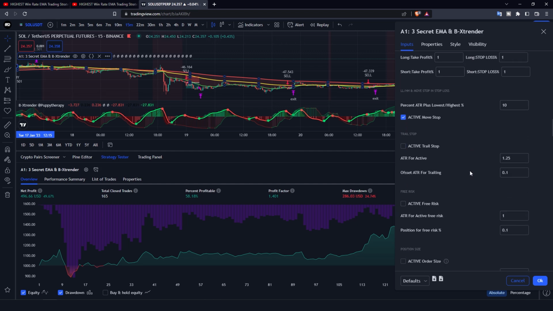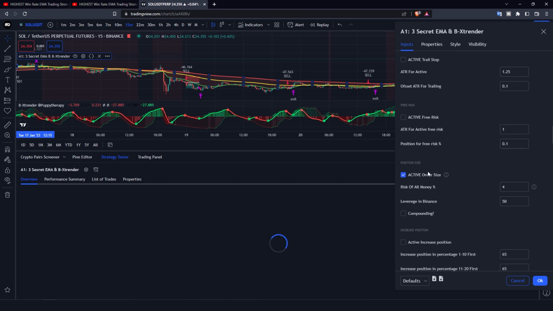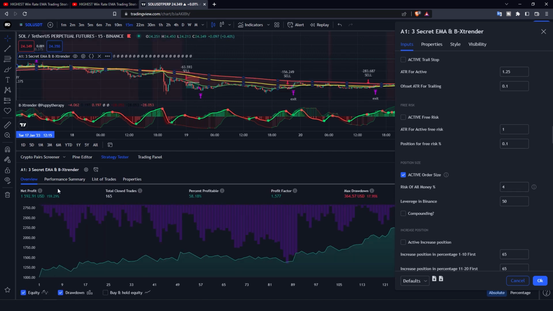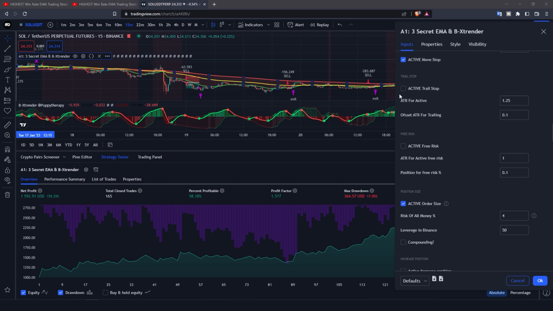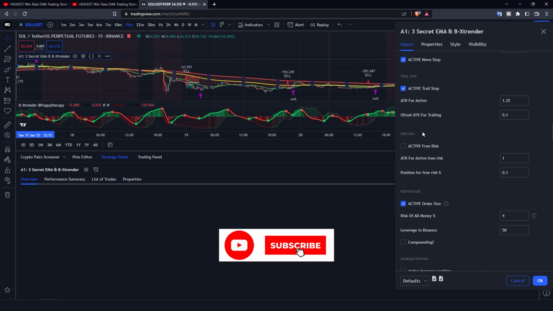Okay, now we are going to activate the active order size and see what happens. Okay, the profit is excellent. Okay, the profit is better, and the drawdown is 17%.